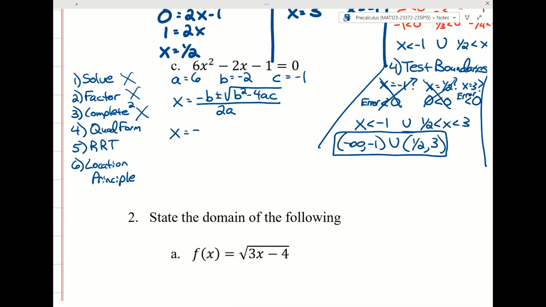So we're going to take the opposite of -2 plus or minus the square root of -2 squared minus 4ac all over 2a. Put the numbers in the right place. I'm going to simplify the square root. So -2 squared minus 4 times a times c is the square root of 28 over 12.